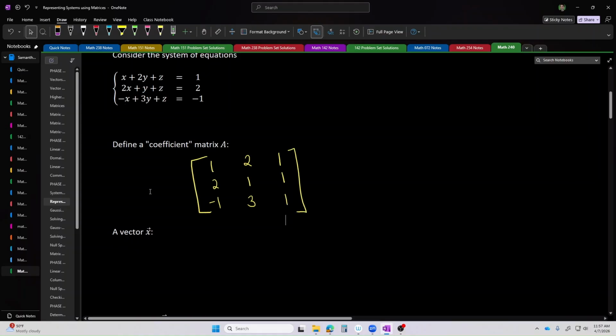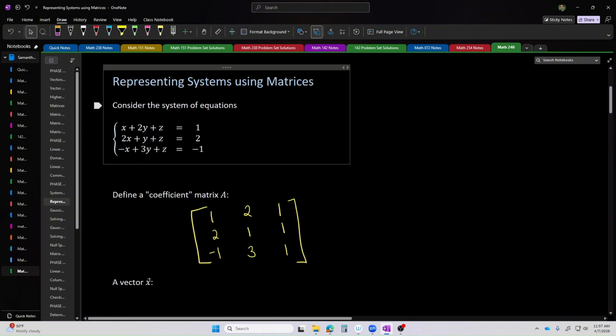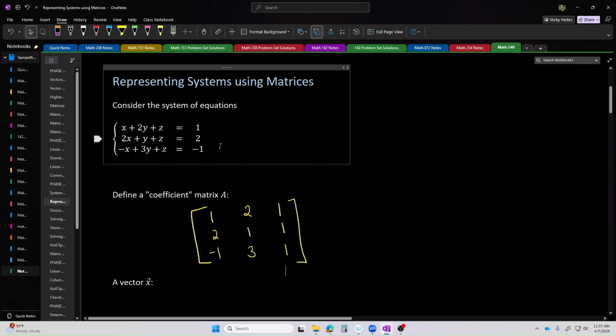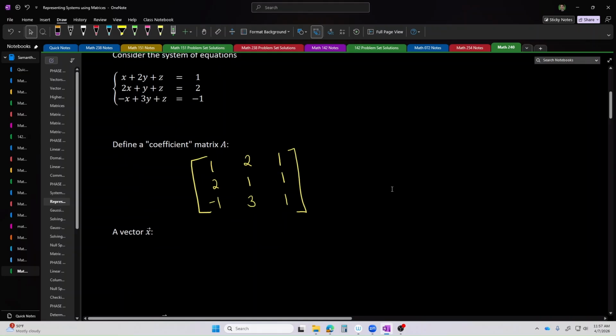So this 3 by 3 matrix is the coefficient matrix corresponding to this system of equations. It has 3 columns, 1 column for each variable x, y, and z, and it has 3 rows, 1 row for each equation in the system. Equation 1, equation 2, and equation 3. This is the coefficient matrix corresponding to a system.